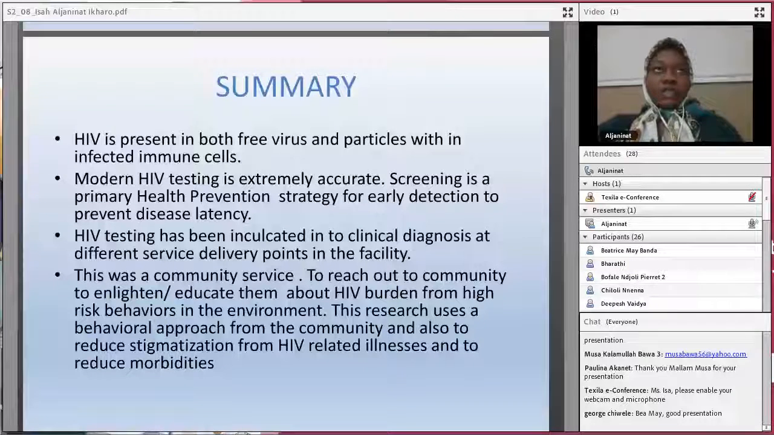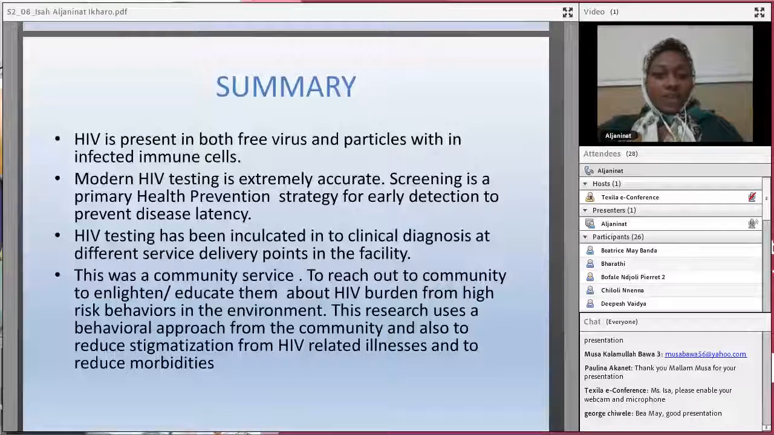The patients were analyzed as they came from the beginning of the year to the end of the year, the total number of patients that visited the facility, and these numbers were supposed to be used to give concrete evidence back to stakeholders, to the village head, on the importance of HIV testing. So that was what I meant by a community service: to reach out to the community, to enlighten and educate them about HIV burden from high-risk behaviors in the environment.